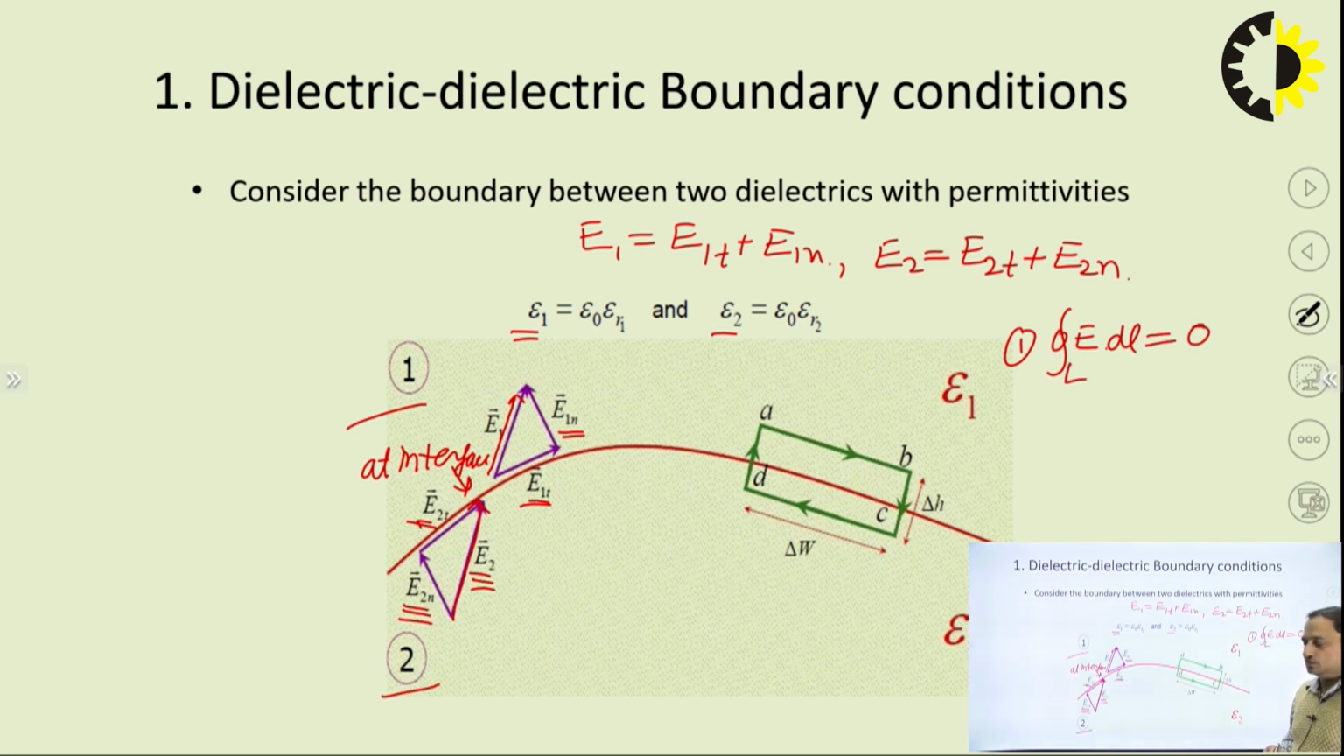∮E·dl = 0. So this is the multiplication between E and dl, where dl is the length element and E is the electric field in the medium. For that, we are simply covering this interface.